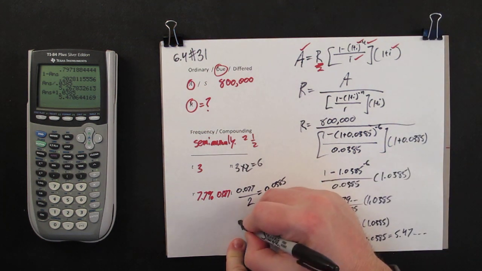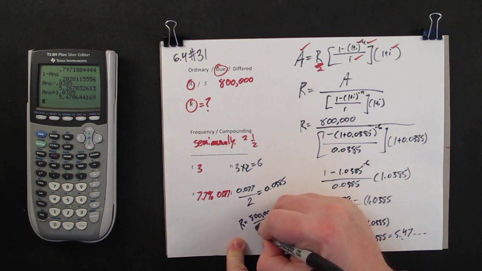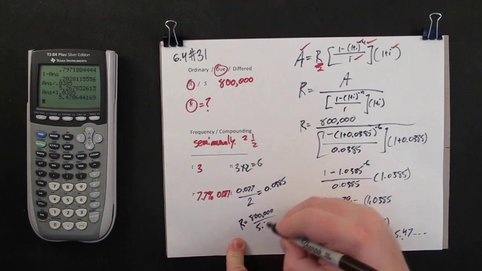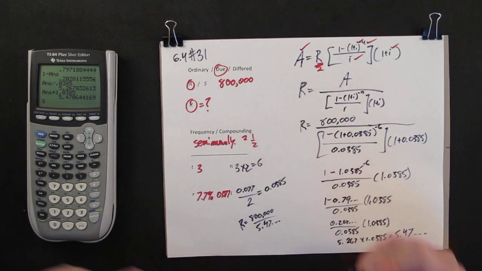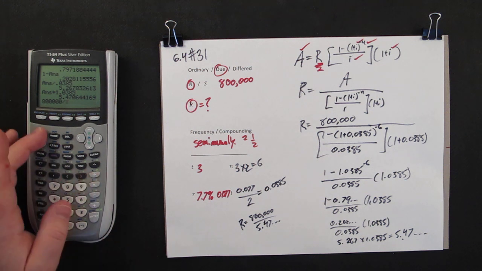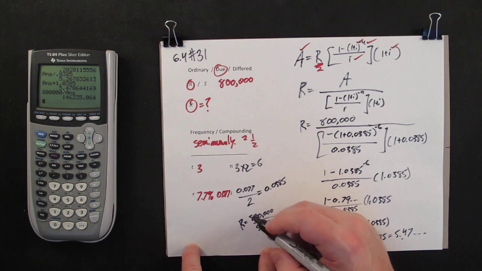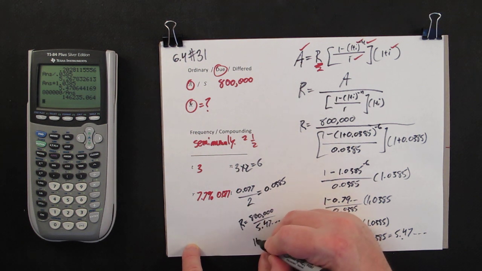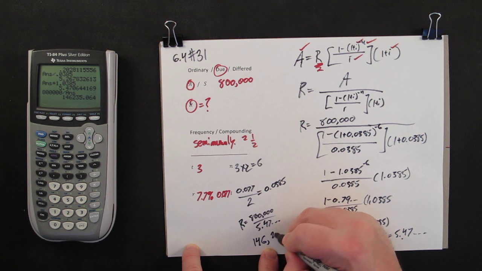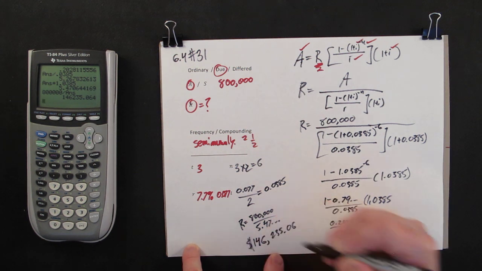So our payment is going to be 800,000 divided by this number here. And so you end up with $140,235.06 after rounding.